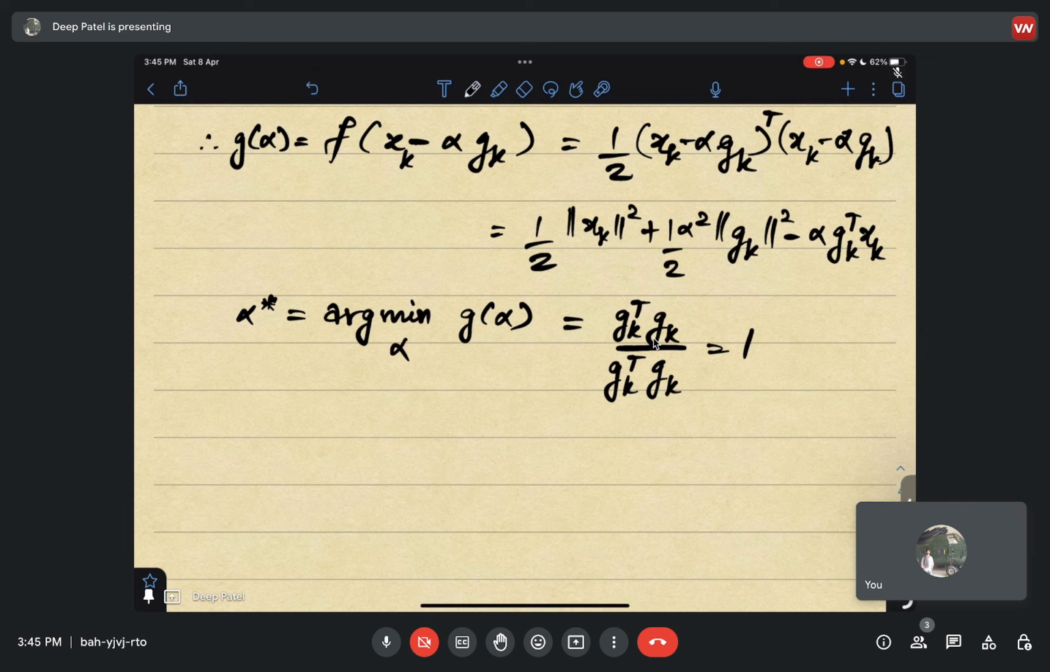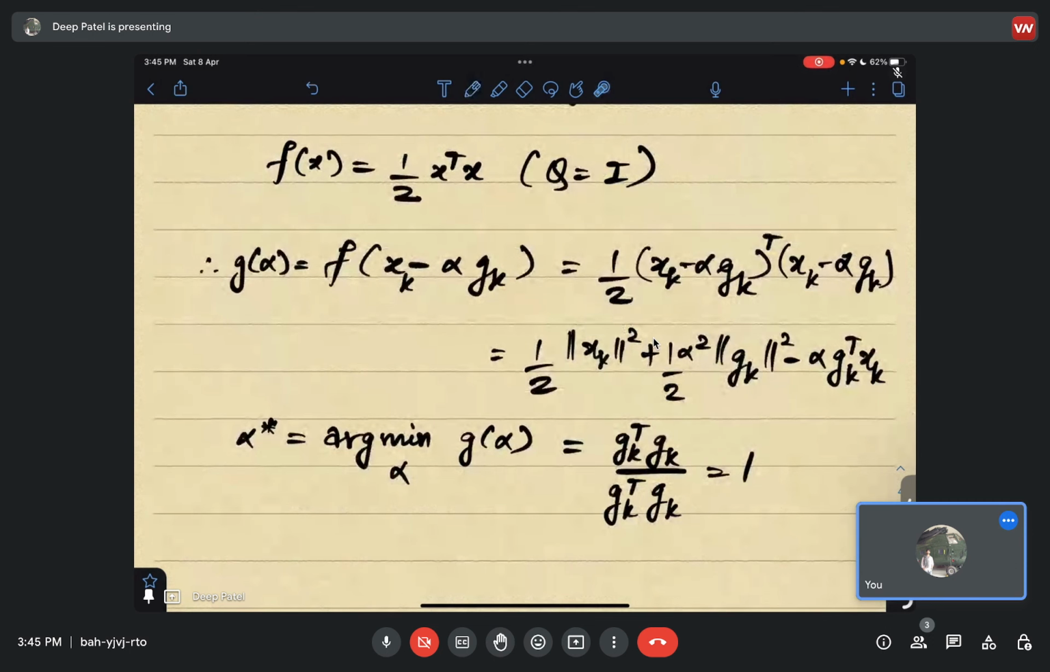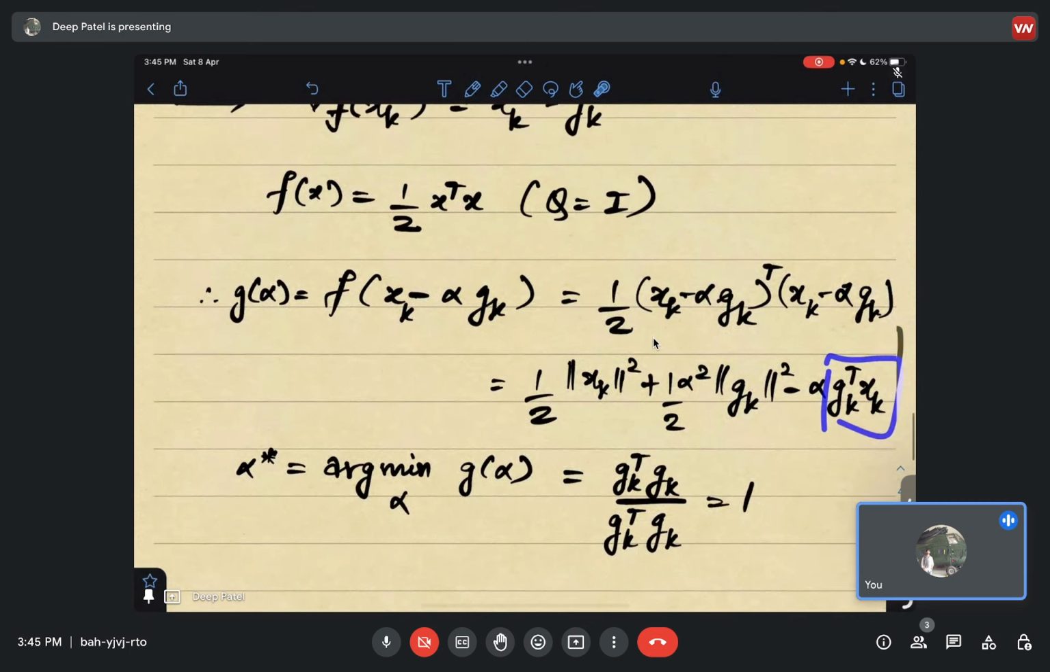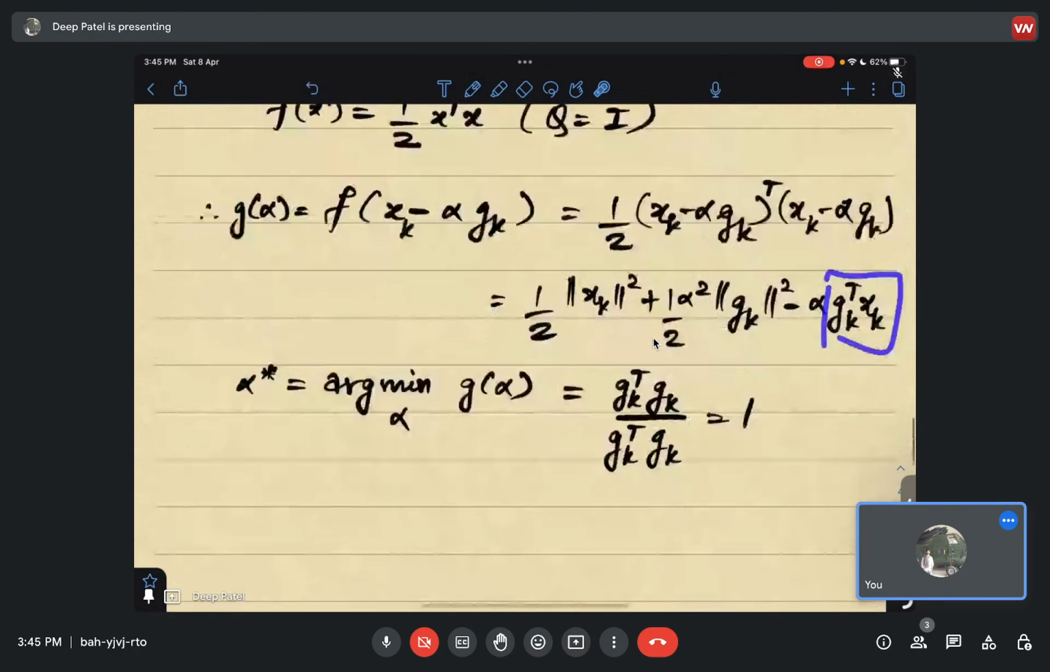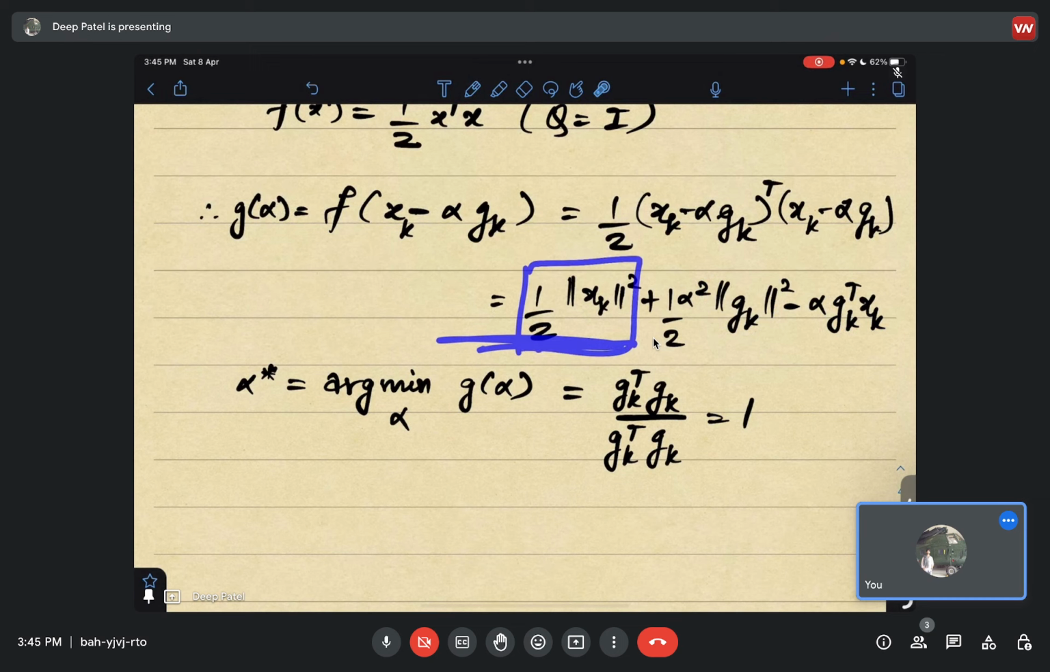Okay. Why is that? So what did we get? xk is gk. You put that here. This term and this term are the same. So if you wanted to minimize, these are constant. If you wanted to minimize, this term has to be 0. Okay. I hope I didn't make a mistake.